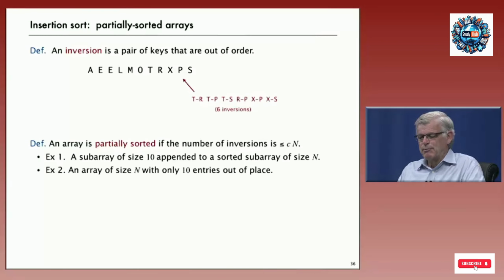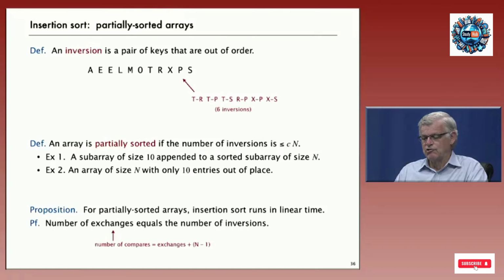And we define an array to be partially sorted if its number of inversions is linear, if it's less than some constant times n. And partially sorted arrays appear often in practice. For example, if you have a large array that's sorted except for just a few unsorted elements appended at the end, it's going to be partially sorted. Or another case is if you only have a few entries out of place, the array is going to be partially sorted. These types of things arise often in practical applications.